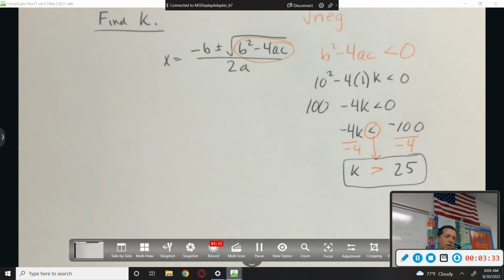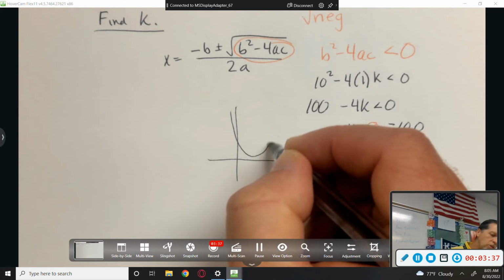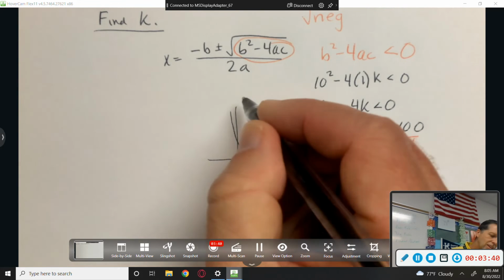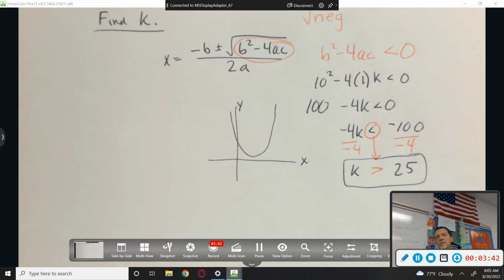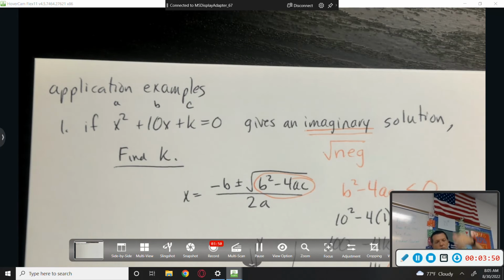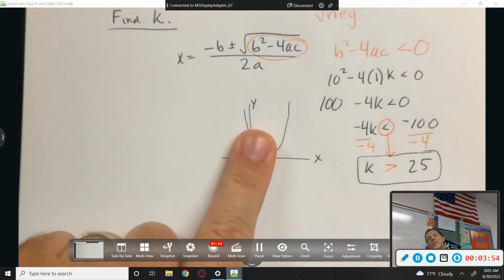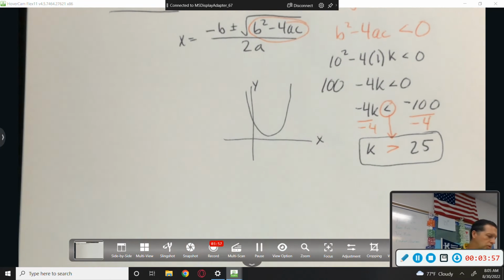And if K is greater than 25, what this would look like is that would push it off the x-axis so that we don't have any real solutions. It would push it up so high, right? The plus thing at the very end shifts it up. So if we shift it up 25, we get it all the way off the x-axis, and we don't have any real solutions.